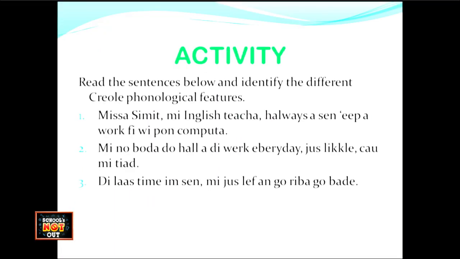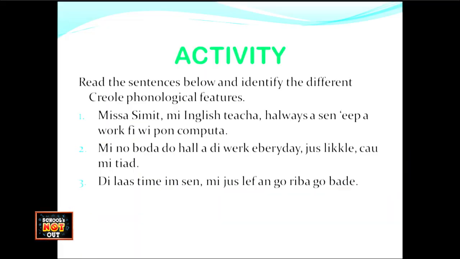Let's get ready to work. Activity. Read the sentences below and identify the different Creole phonological features. Number one. Miss Asimit, my English teacher, always has a NEPA work for we pan computer. Number two. Me no bother do all of the work every day. Just little, cause me tired. Number three. The last time him send, me just left and go river, go bed.